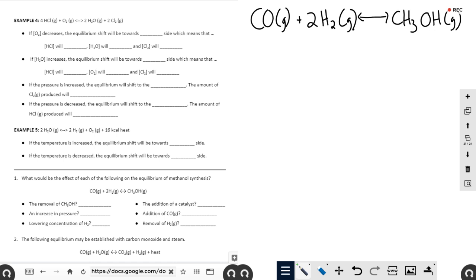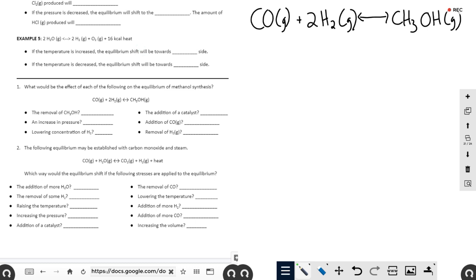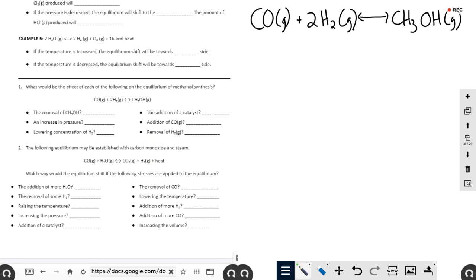All right, now we have this one. Let's move this up. Okay, what would be the effect of each of the following on the equilibrium of methanol synthesis? All right, so removal of CH3OH. Remove this. What's the crisis? I'm running out. Quick, make more. Shift toward that side. So that is going to be to the right.